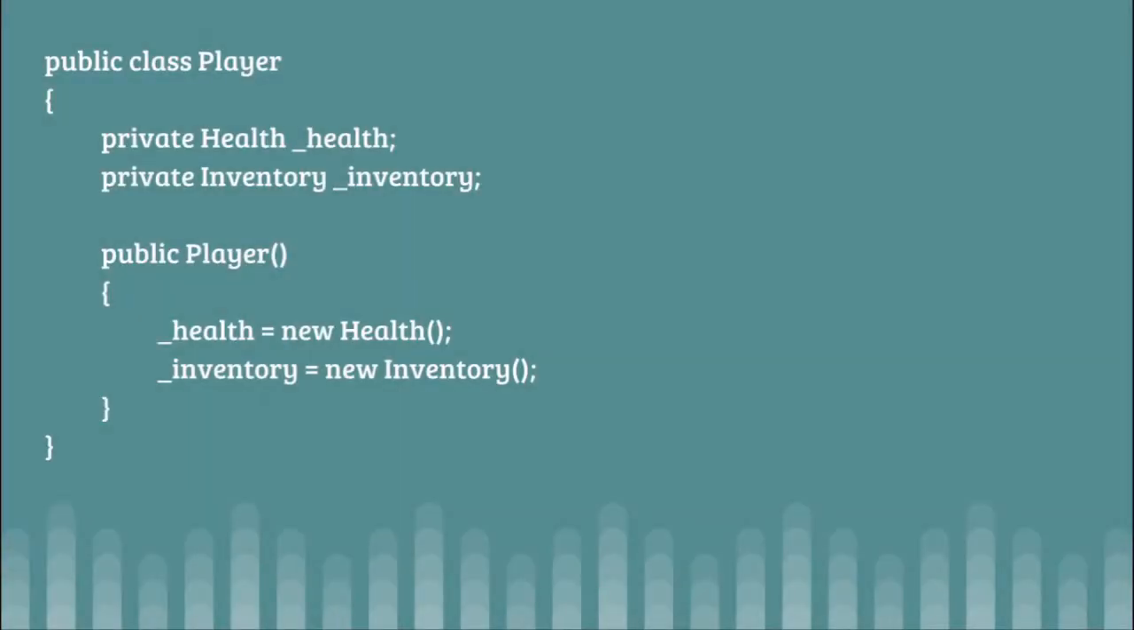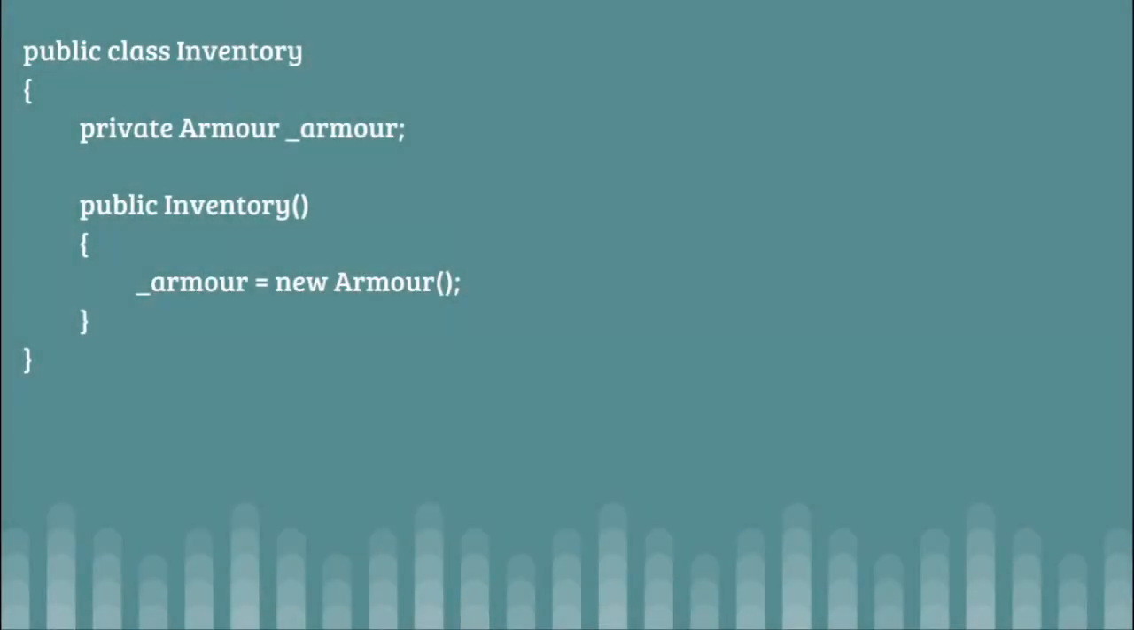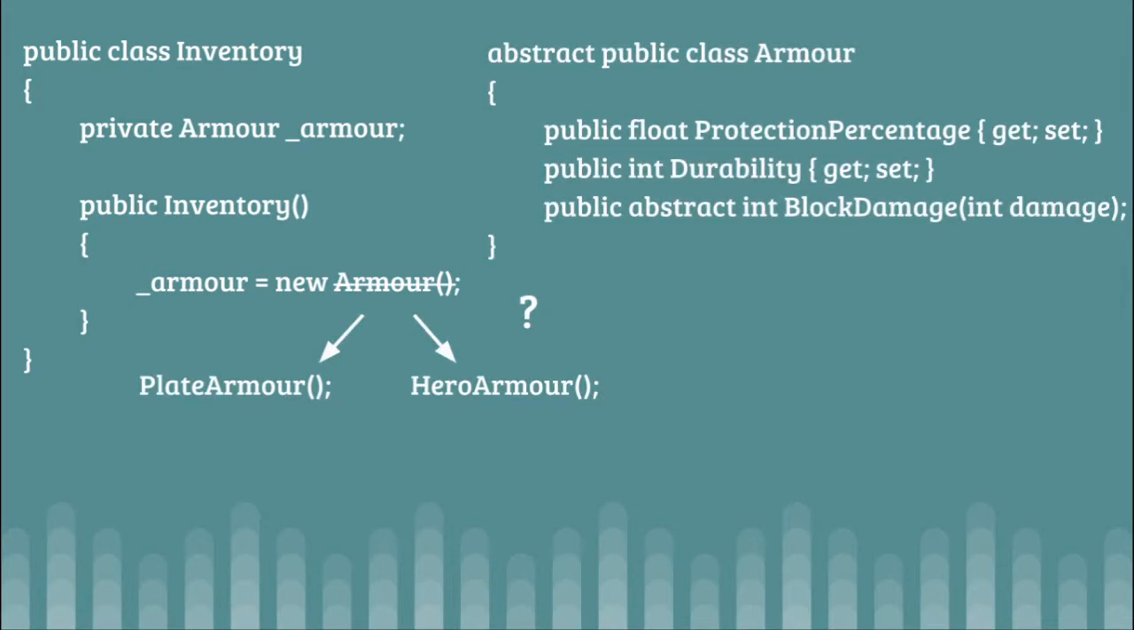First of all, in order to use the new Regenerating Health, we must update the player class. If those classes are used somewhere else, for example for enemies, the number of places we need to update is increasing. Secondly, if we create a new armor type object, for example a hero armor, inside the inventory class, how do we make a player have a hero armor while enemies have plate armor?